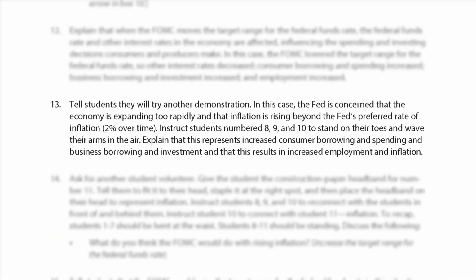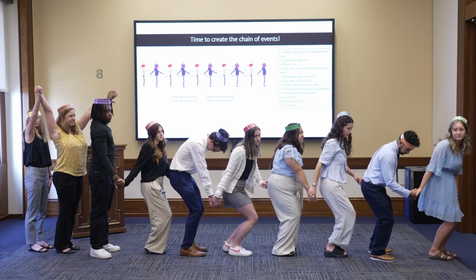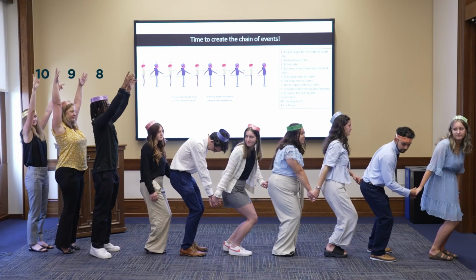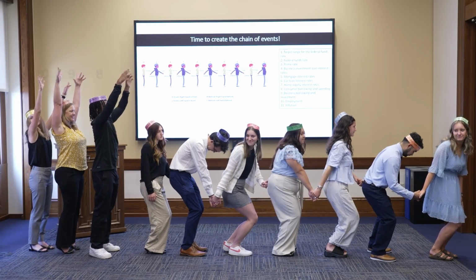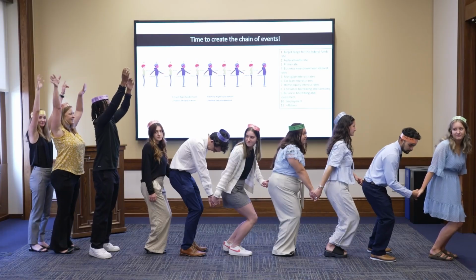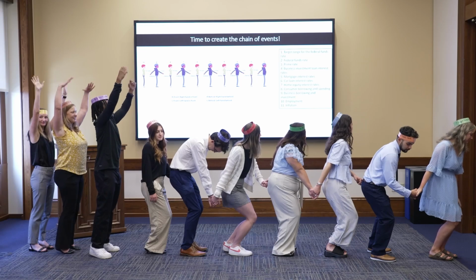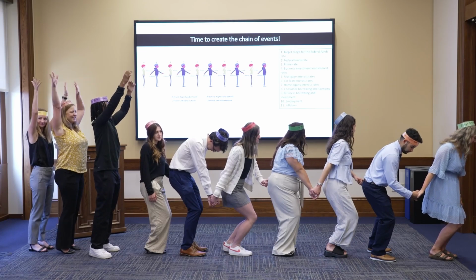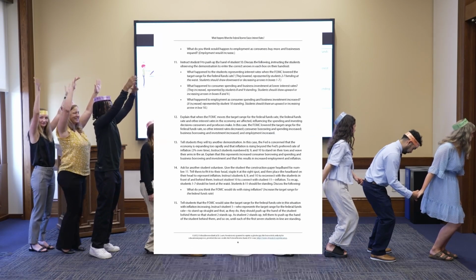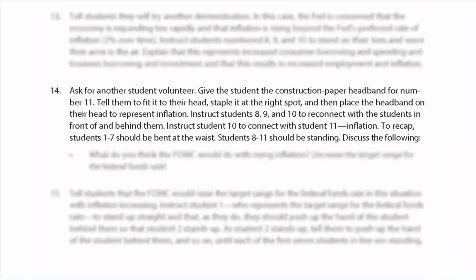Tell students they will try another demonstration. In this case, the Fed is concerned that the economy is expanding too rapidly and that inflation is rising beyond the Fed's preferred rate of inflation, 2% over time. Instruct students 8, 9, and 10 to stand on their toes and wave their arms in the air. Explain that this represents increased consumer borrowing and spending and business borrowing and investment, and that this results in increased employment and inflation. Ask for another student volunteer.